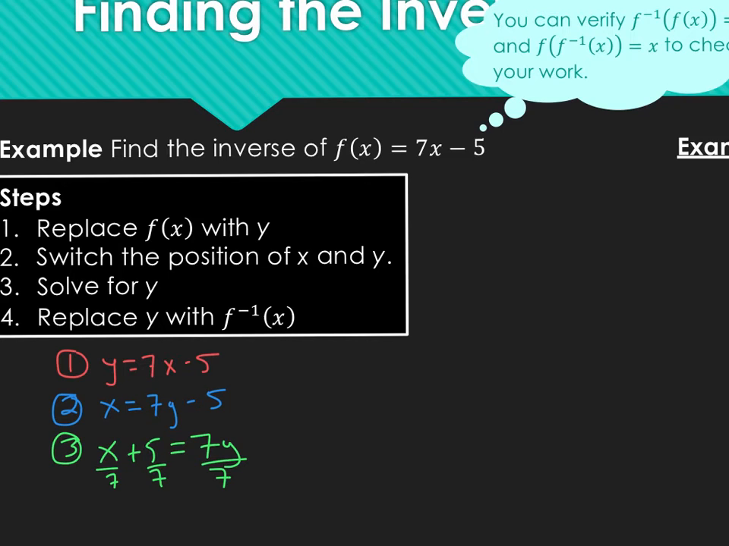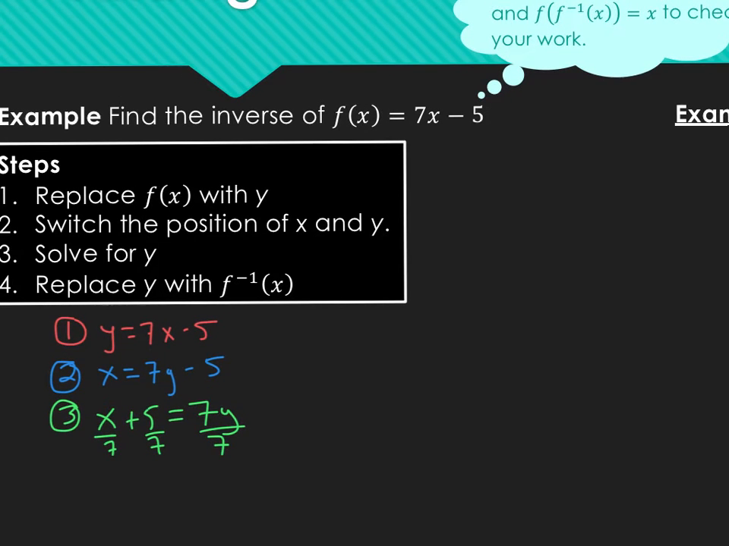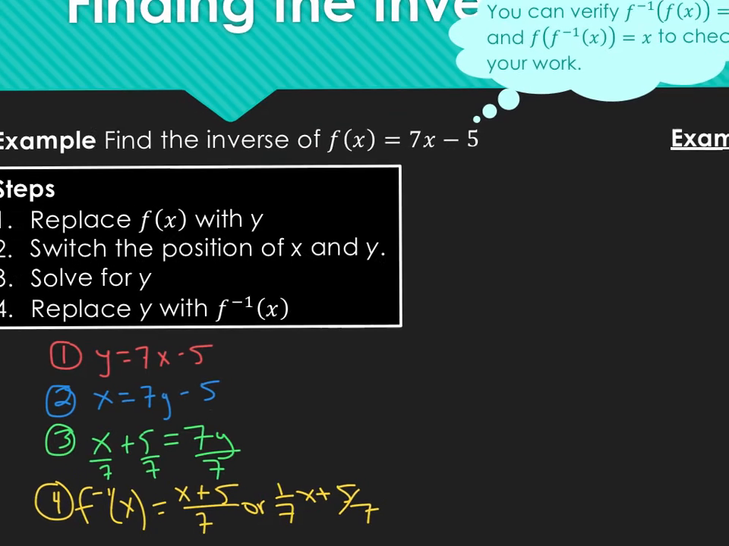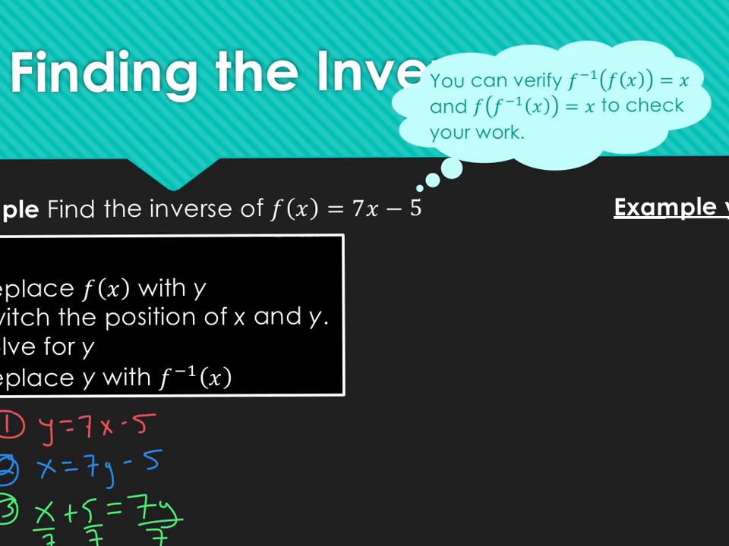And then the last step is to replace the new y with an f inverse. So f inverse of x, you can leave it as x plus 5 over 7, or you can say 1/7 x plus 5/7. I would take both answers. And remember to check your work. You can verify that f of f inverse of x is equal to x and f inverse of f of x is equal to x, just to double check. And that's all you got to do.